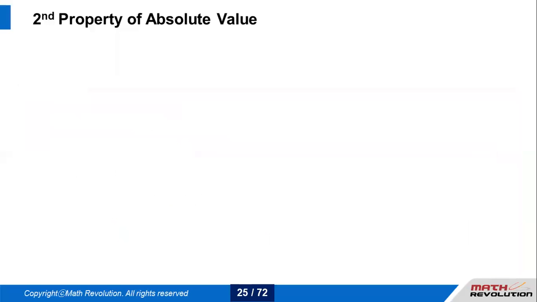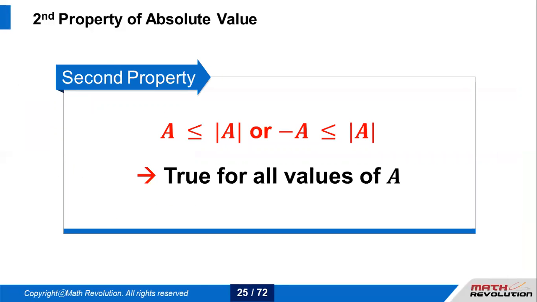Now let's understand the second property of absolute value. If a happens to be less than or equal to modulus a, or minus a happens to be less than or equal to modulus a, this holds for all the values of a. So for all the values, a would be less than or equal to mod a, or minus a would be less than or equal to its absolute value. Now, this is not that tricky to know or to understand, but how to apply and where to apply is the major concern.